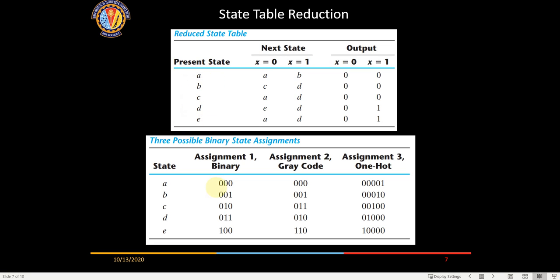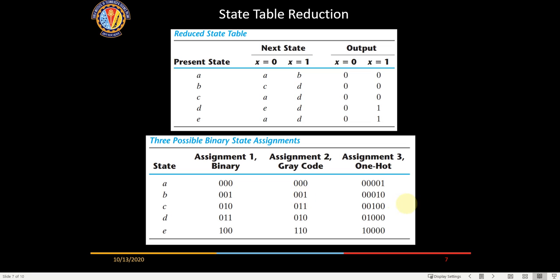Like in the last example, where we assigned a pure binary sequence, now 0 1 2 3 4. You could also assign a gray code. You could also use 5 flip-flops and give this kind of assignment, further representing each of these states. So it doesn't really make any difference.